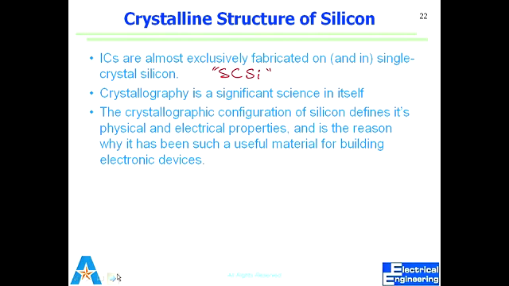The crystalline structure of silicon defines its physical and electrical properties. If we have single crystalline silicon, the effect of doping is different than if you do that with polycrystalline silicon. What is polycrystalline silicon? Silicon with small crystalline regions. There are small regions of crystalline structure, so we don't have long range order.